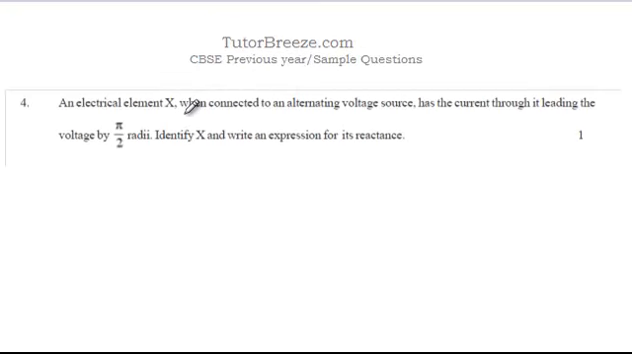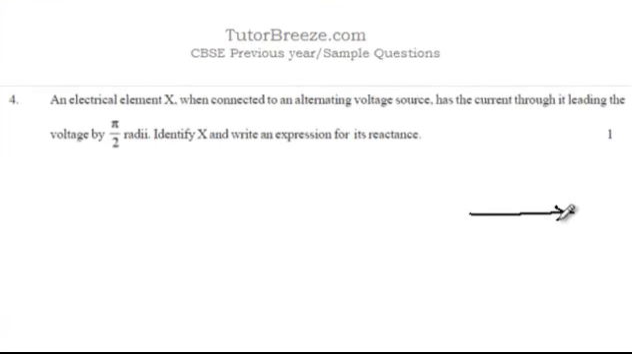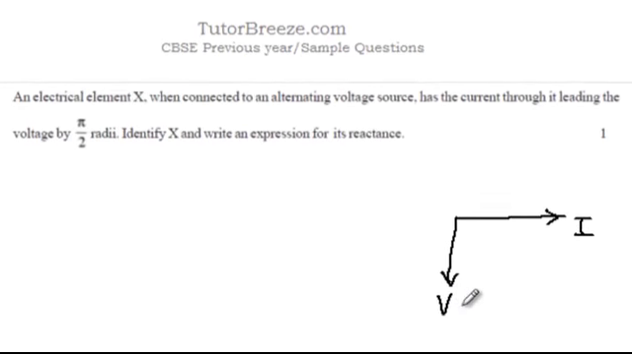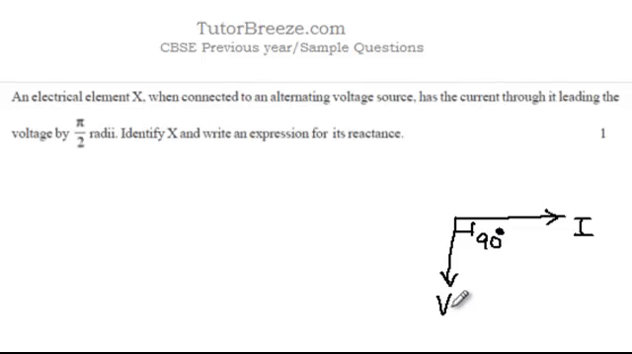When an element X is connected to an alternating voltage source and you're given that the current through it leads the voltage by pi by 2. So let's just take this as the current, because normally we take the current in the horizontal direction, and this says that the voltage lags the current by 90 degrees. So if the voltage lags the current by 90 degrees, this will be a capacitor.